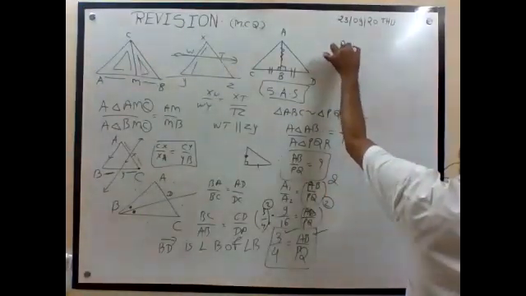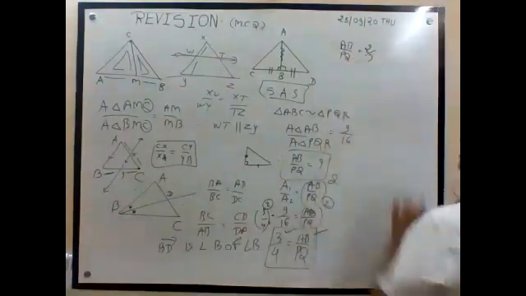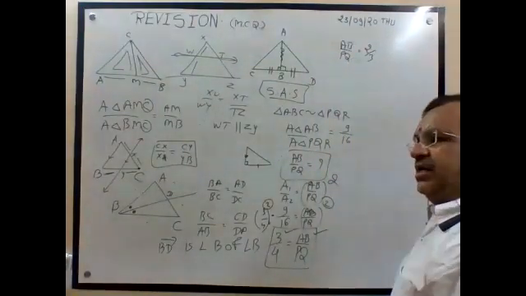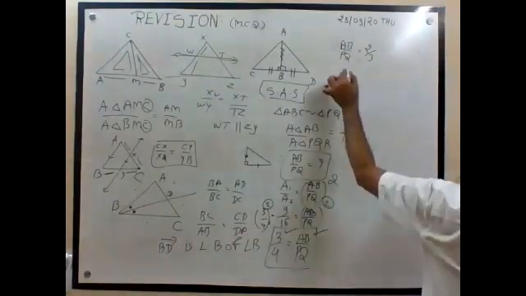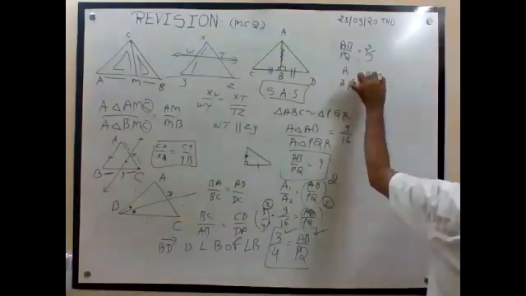Similarly, AB by PQ is equal to 2:3. If it is given, find out the ratio of area. So A1 by A2 is equal to side square.